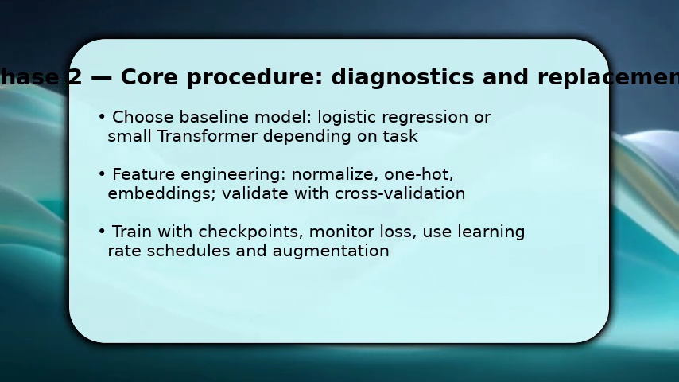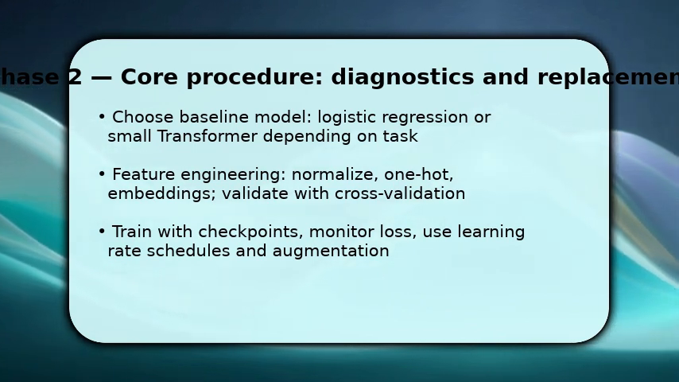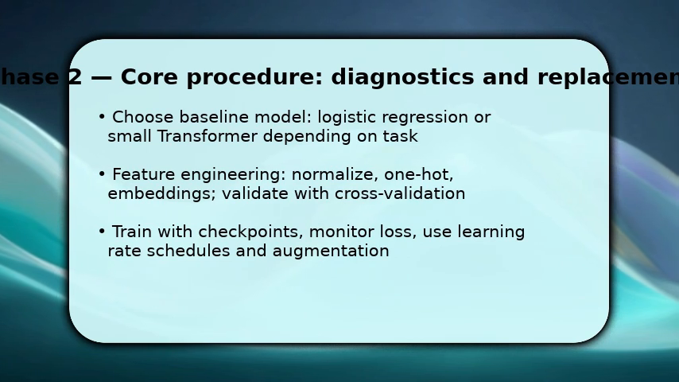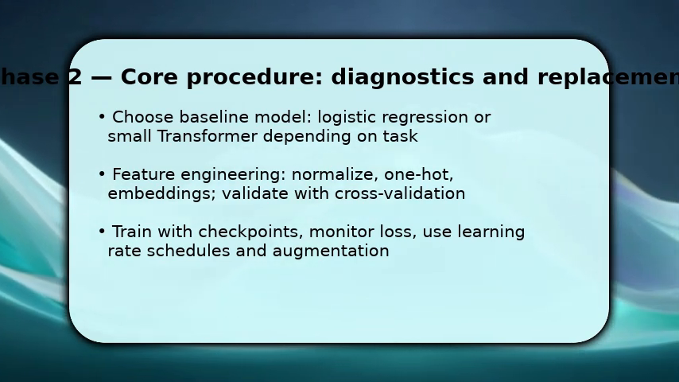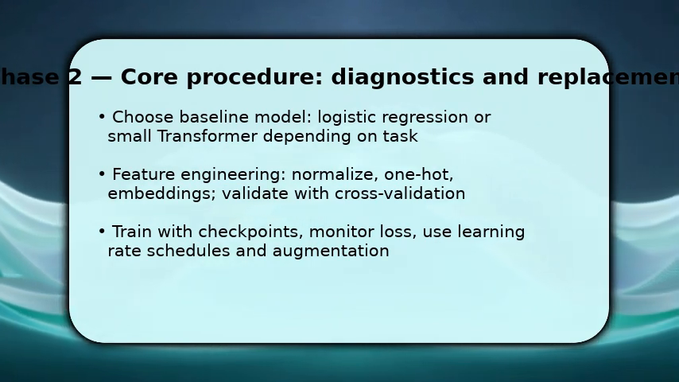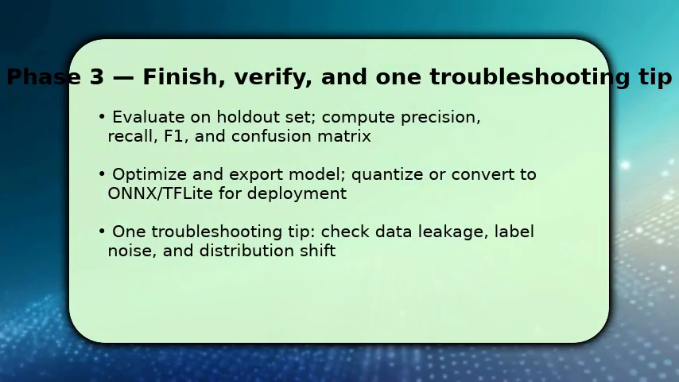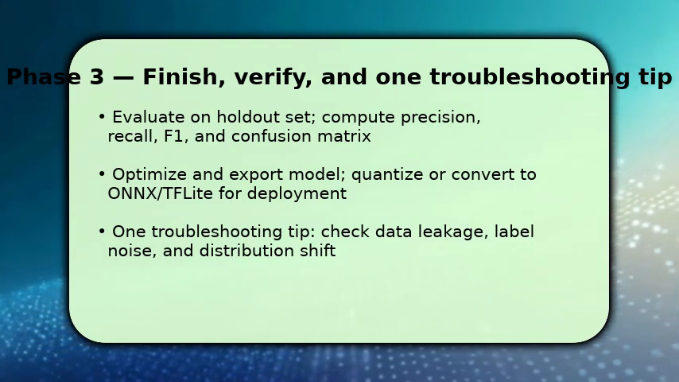Once training, enable checkpoints, monitor training and validation loss, and use learning rate schedules and augmentation to stabilize learning. Make sure to log metrics and visualizations so you can compare variance, and you finalize by evaluating on a held-out test set and computing metrics like precision, recall, and F1, then inspect the confusion matrix for systematic errors.